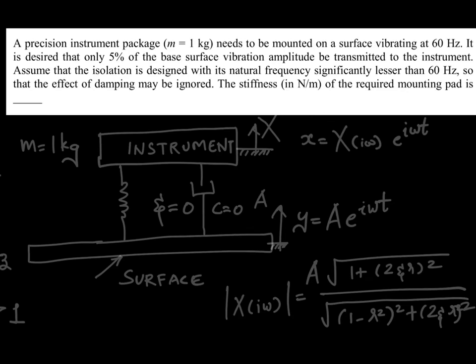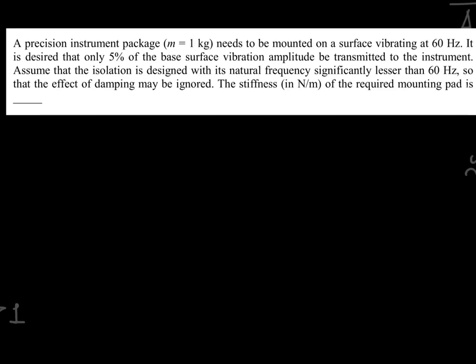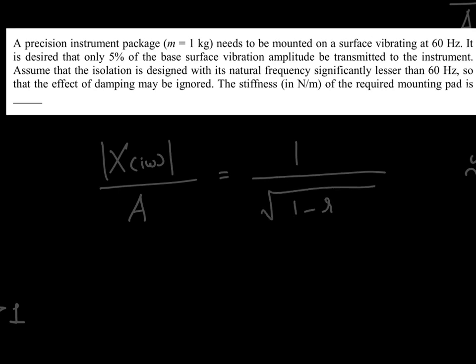But in this particular problem, since zeta is equal to 0, this expression will be simplified a lot. So finally we will end up with modulus of X(i omega) divided by A will be simply 1 over root of (1 minus r square) whole square. And we know that this particular ratio is how much? It should be 0.05.